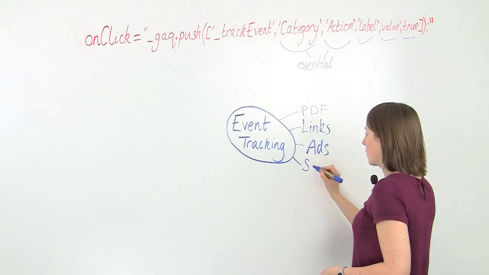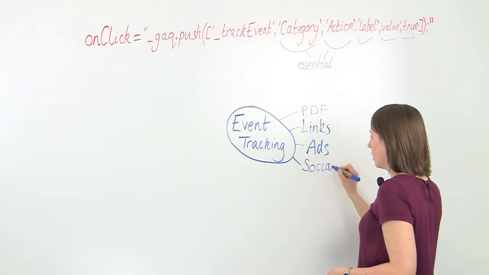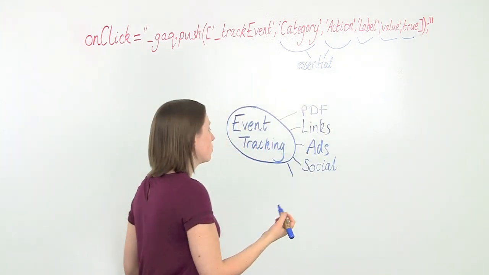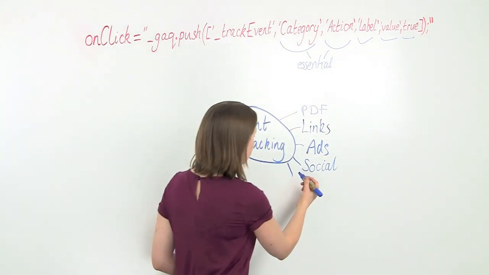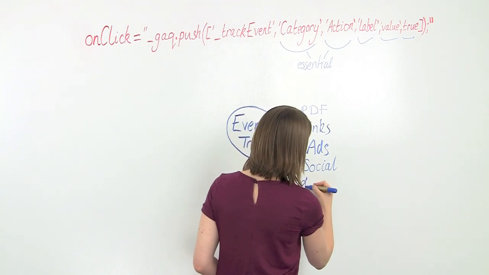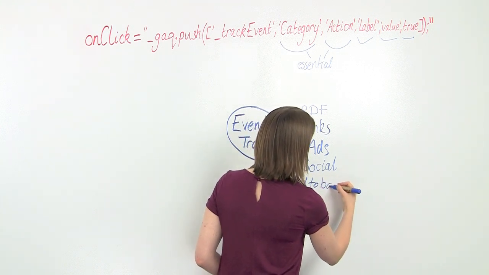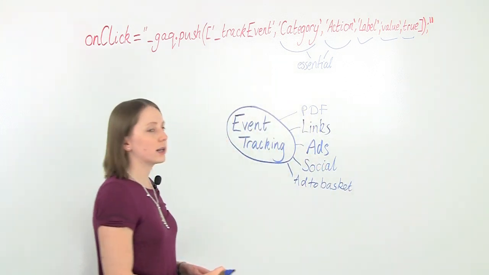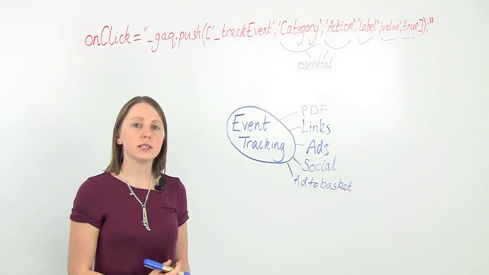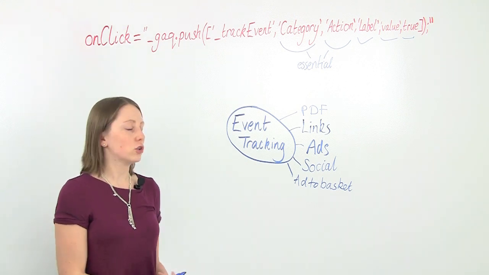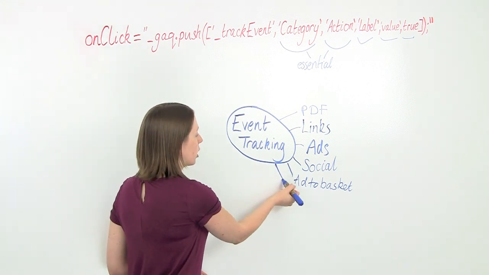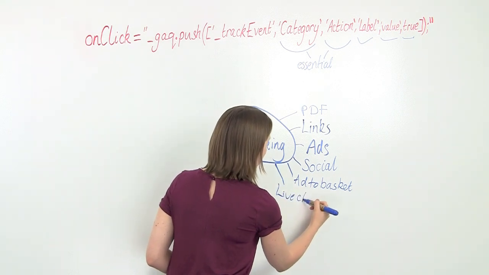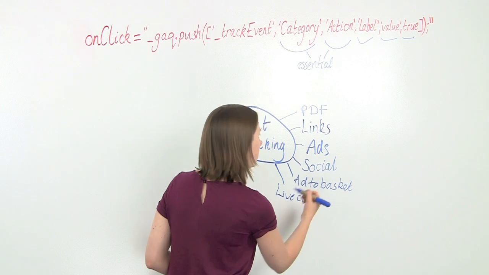They could be tracking clicking on social buttons. They could also be clicking an add to basket button, for example. And then you can also track clicks on things to external services. So if you've got a live chat function on your site, you might want to track clicks on the live chat button that opens the new window for somebody to have a chat in.